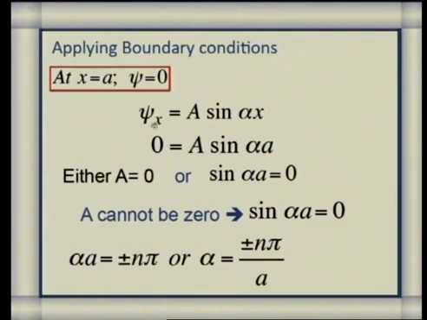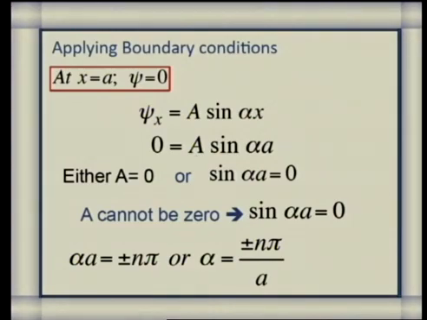When I apply this to the wave function, I put psi of x equal to 0, and that is really a sine, and for x I put a. So that means A times sine of alpha a equals 0. Now there are two possibilities. This expression can be true if and only if either A is 0 or sine of alpha a is 0. A cannot be 0. If A is 0, our wave function becomes 0.